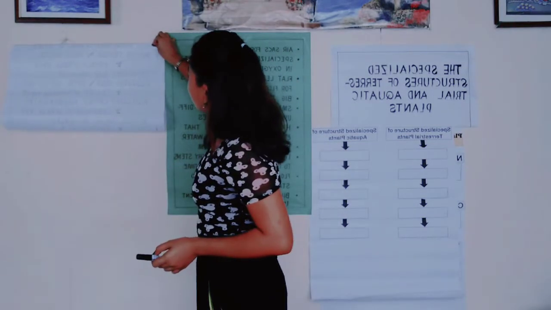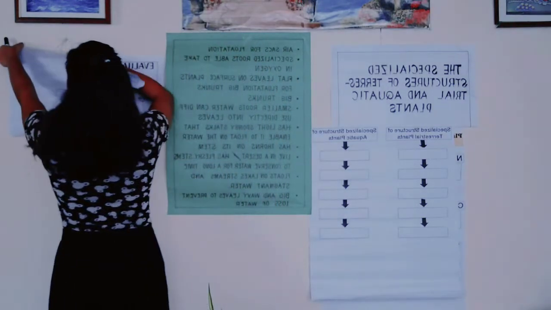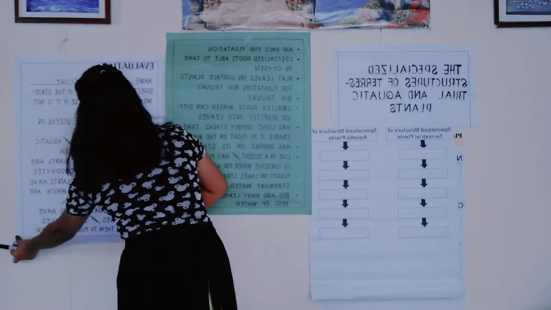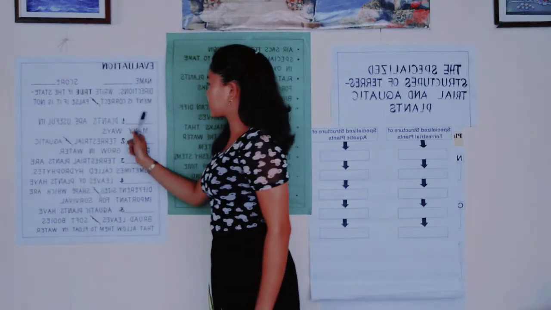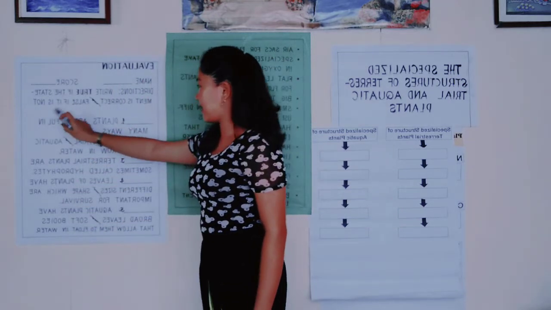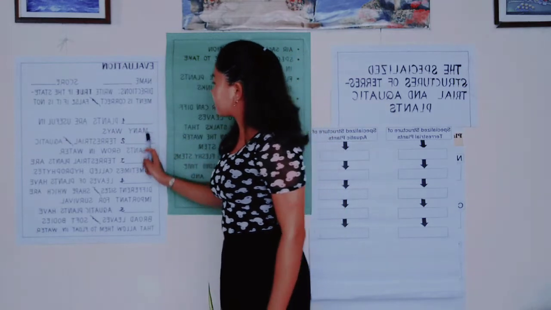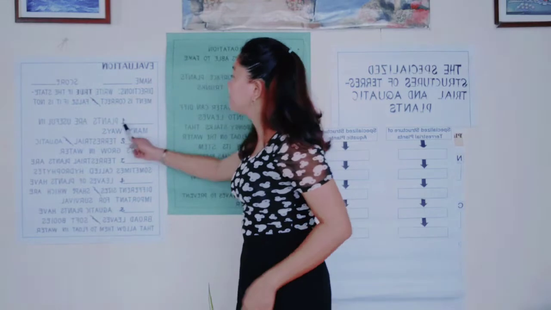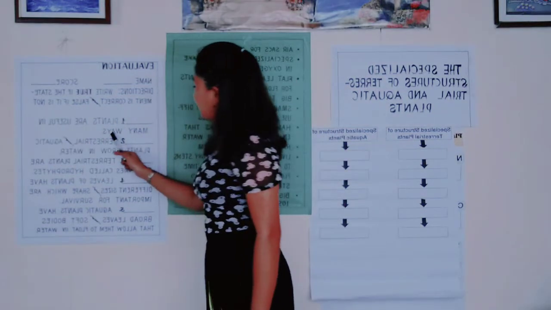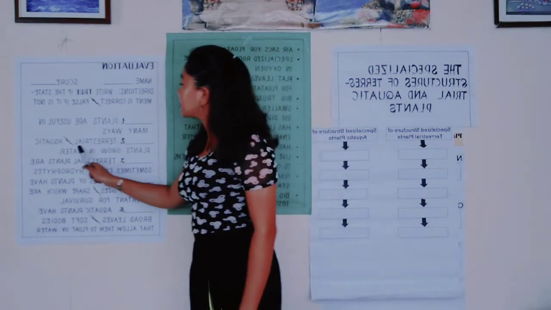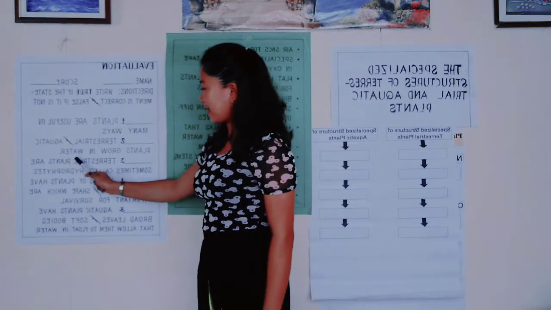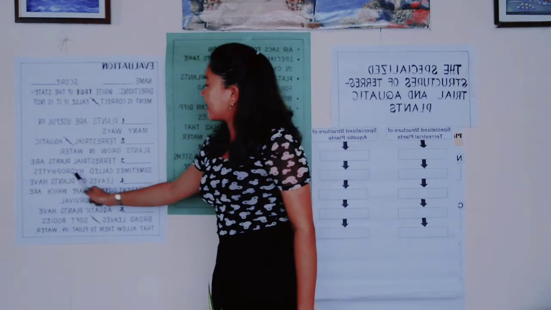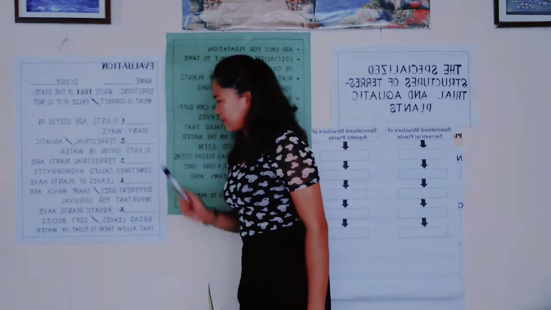I have here the evaluation. I will just read the directions. Write true if the statement is correct and false if it is not. So, you just put the true or false. I will read number 1. Plants are useful in many ways. Number 2. Terrestrial and aquatic plants grow in water. Number 3. Terrestrial plants are sometimes called hydrophytes. Is it true or is it false?